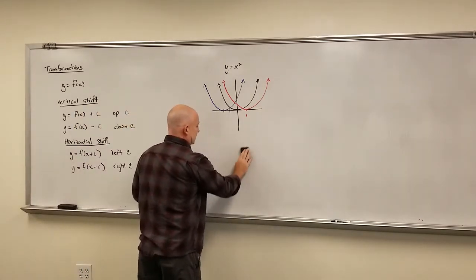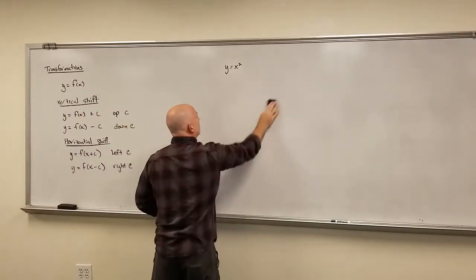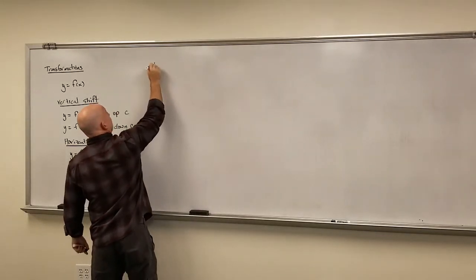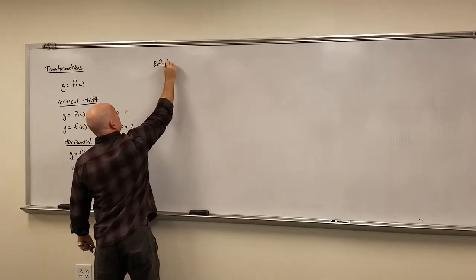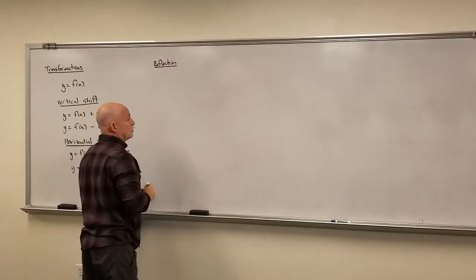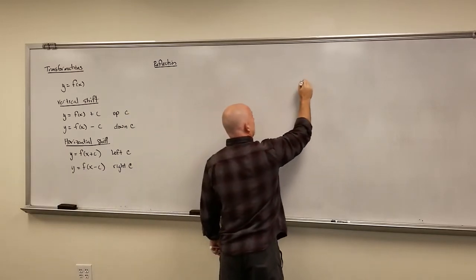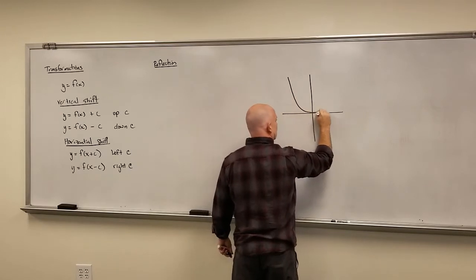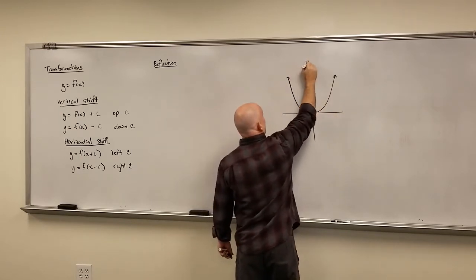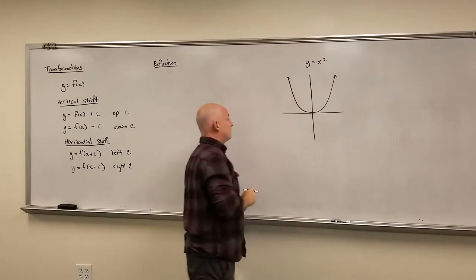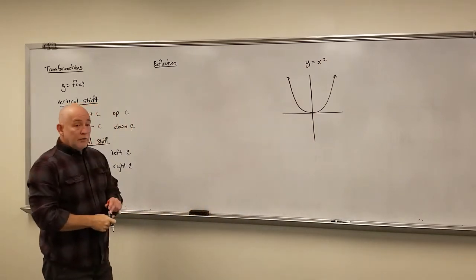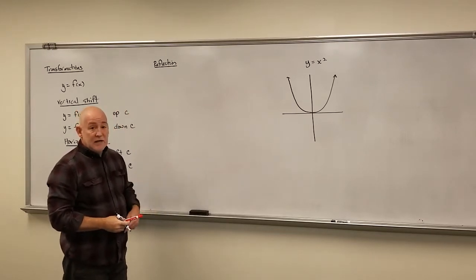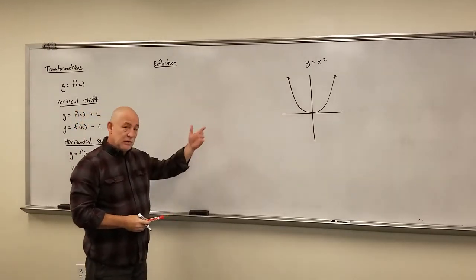All right, let's take a look at the next thing that we can do with a graph, a reflection. So again, let's start out with our x squared here, same picture. So this is our y is equal to x squared. To reflect, we're going to take a look at two reflections here. We're either going to reflect this in the x-axis or the y-axis. I'm going to change the picture for the y-axis.